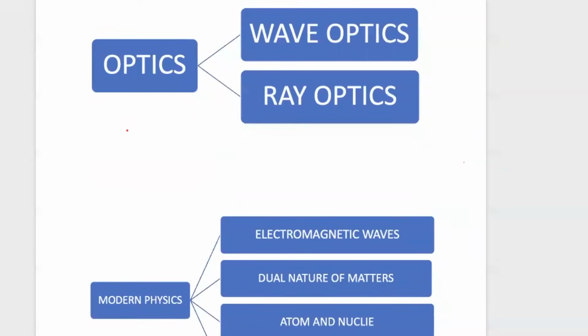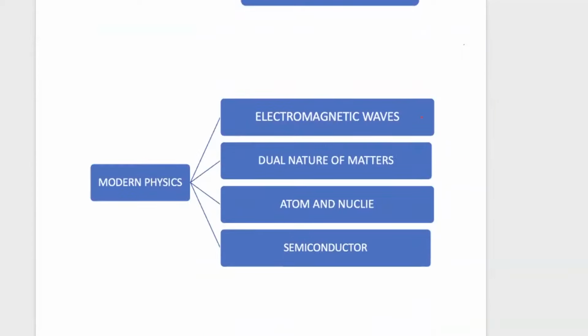Physics Term 2 is divided into two parts, optics and modern physics. Optics is divided into two parts: wave optics and ray optics. In modern physics, one chapter is electromagnetic waves, the second chapter is the dual nature of matter, and then there is a chapter of atoms and nuclei, and then there is semiconductors.